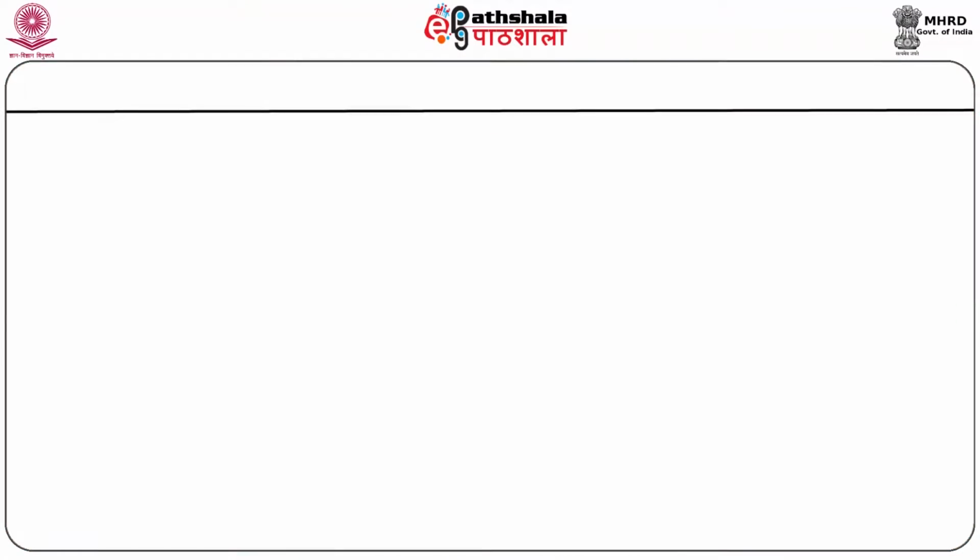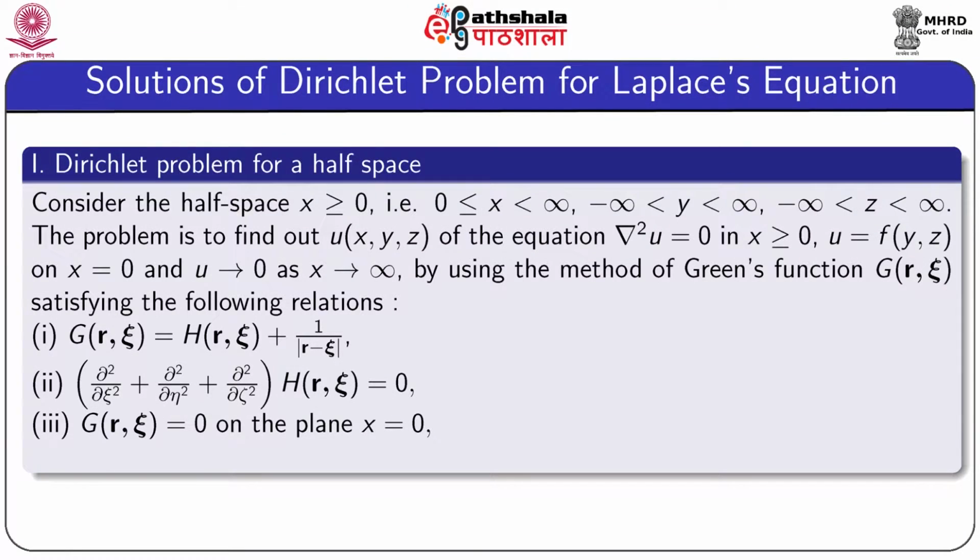First, we shall derive the expression for Green's function of Laplace equation in half space. For the derivation, we are going to the slide presentation. To describe the Dirichlet problem in a half space, we consider the half space x greater than or equal to 0, where x varies from 0 to infinity, y and z lie between minus infinity to plus infinity.